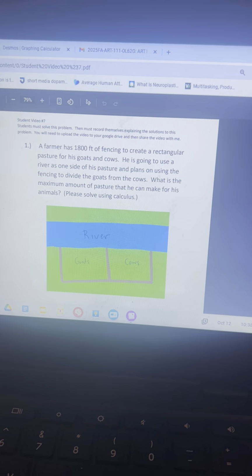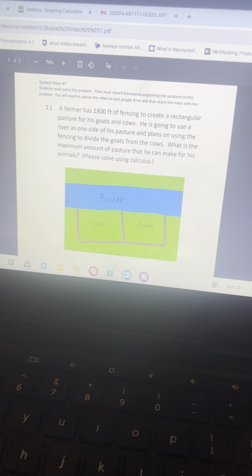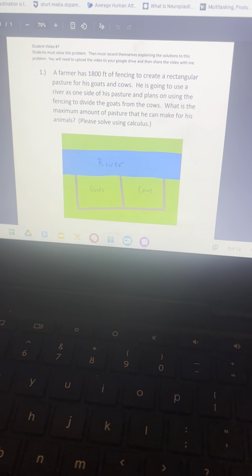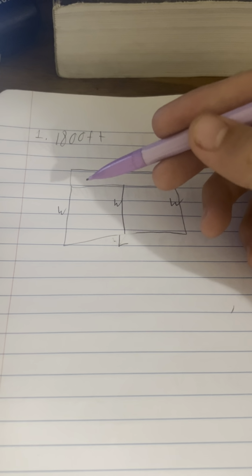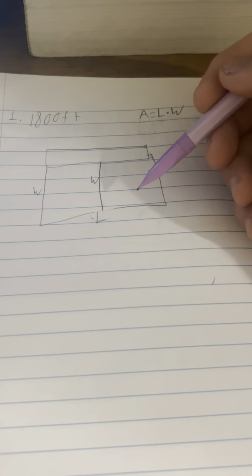So for this problem, it's an area problem. We're trying to optimize this amount of space so that it's the maximum amount of area the farmer can make using 1,800 feet of fence, and we don't need any fence along the river. But we have three width fences because he wants to separate the goats and the cows. So it's still an area thing.